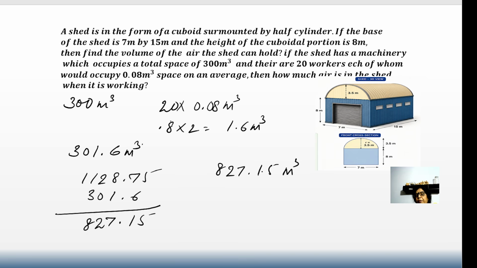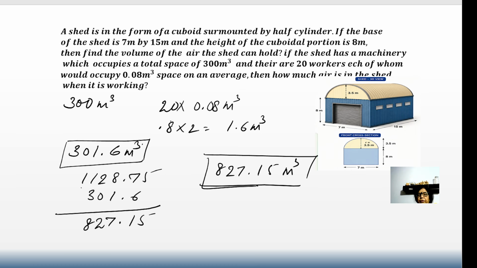827.15 cubic meter of empty space. This is the empty space. This is the space occupied by the workers and the machinery, and this 1128.75 is the total space available initially in the shed when there is no work or no machinery inside the particular shed.